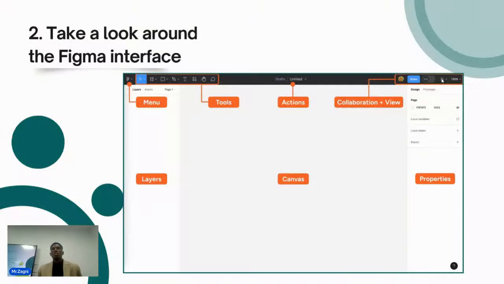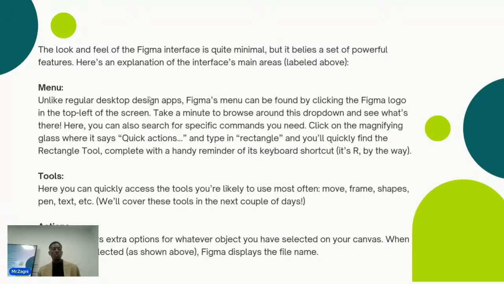Then, so this menu that you see here, unlike regular desktop icons, Figma's menu can be found by clicking the Figma logo right here in the top left, as always. Then take a minute to browse around this drop down and see what's there. Here you can also search for specific commands you need. That's on the menu. Click on the magnifying glass where it says quick actions and type in rectangle.